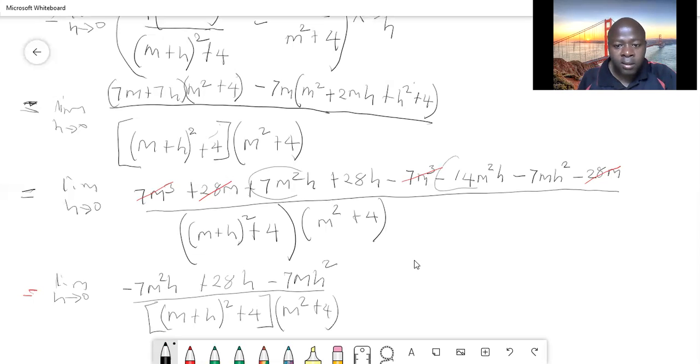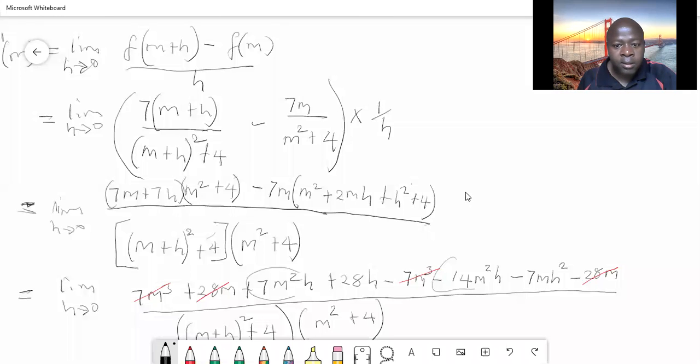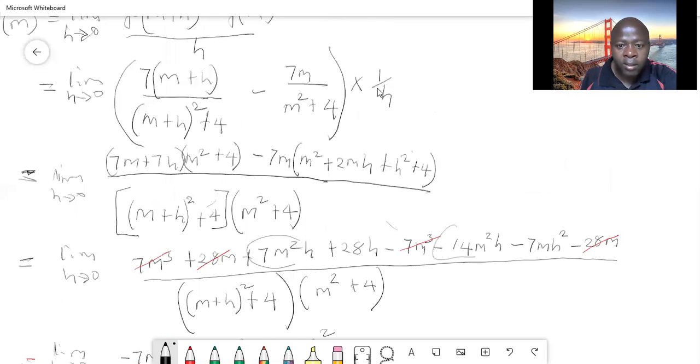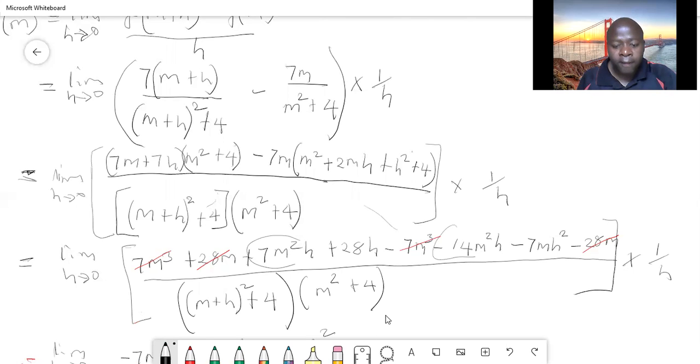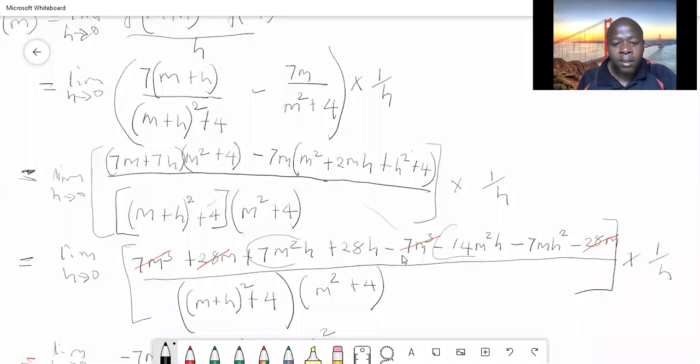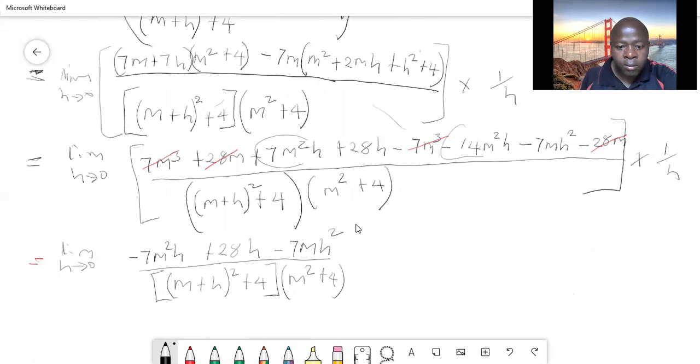Seems like we left our h somewhere, so we come back. Yeah, we left our 1 over h here, so this one was supposed to be times 1 over h, this one is supposed to be times 1 over h, and then back here we also included times 1 over h.